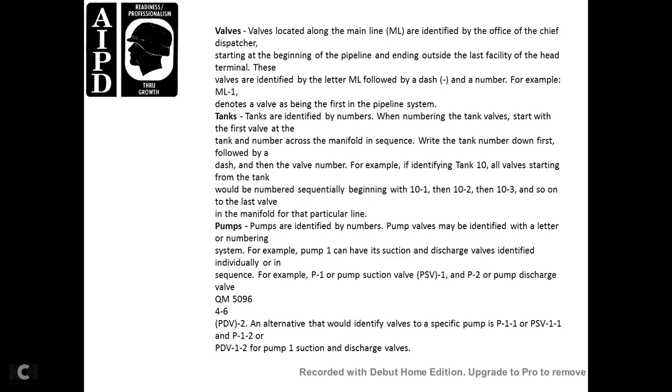Pumps are identified with numbers. Pumps and valves may be identified with a letter or number. For example, pump 1 can have its suction and discharge valves identified individually in sequence. For example, P1 for the pump, PSV for the pump suction valve, and PDV for the pump discharge valve. An alternate method identifies the valves of a specific pump, such as P11, PSV 11, P12, PDV 12 for the pump suction and discharge valves.